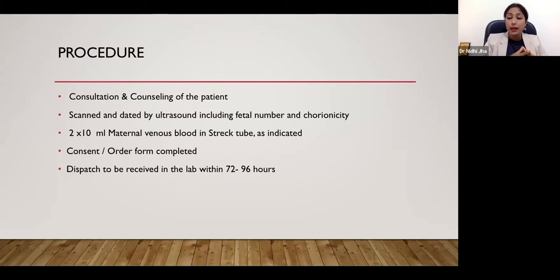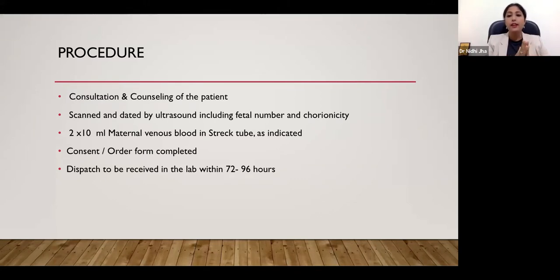And when should this counseling happen? This counseling should even happen before the antenatal stage. When the patient comes to you, as they come to us as an infertile couple or as a normal couple who wants to get pregnant, everything should be started, at least, even before they start planning for pregnancy. At least they should be aware of the things which are available now to keep their babies safe inside and outside the womb. So, scanned and dated by ultrasound, including fetal number and chorionicity.